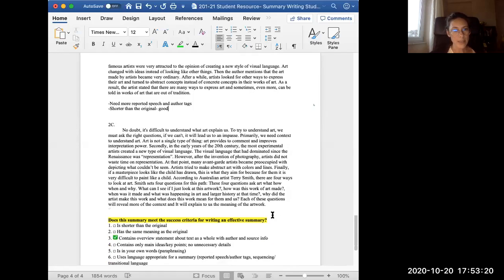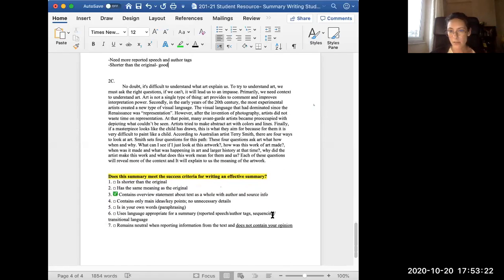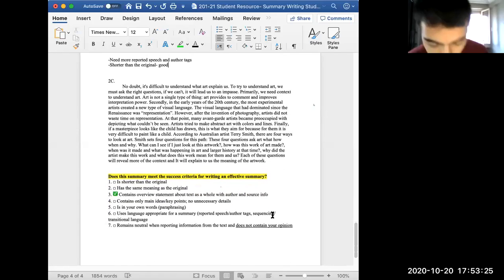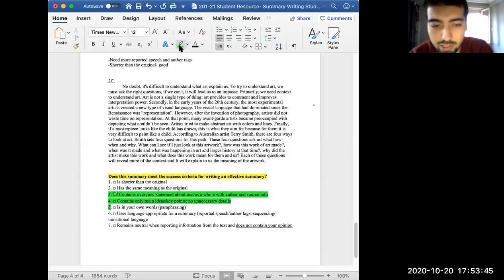Okay, let's look at the last one then. Who evaluated 2C? We did. Okay, go ahead. As group 6, we decided this summary doesn't meet the criteria 3, 4, and 5. Okay. It is shorter than the original and it has the same meaning, but the overview statement doesn't include the author's last name or any kind of source.